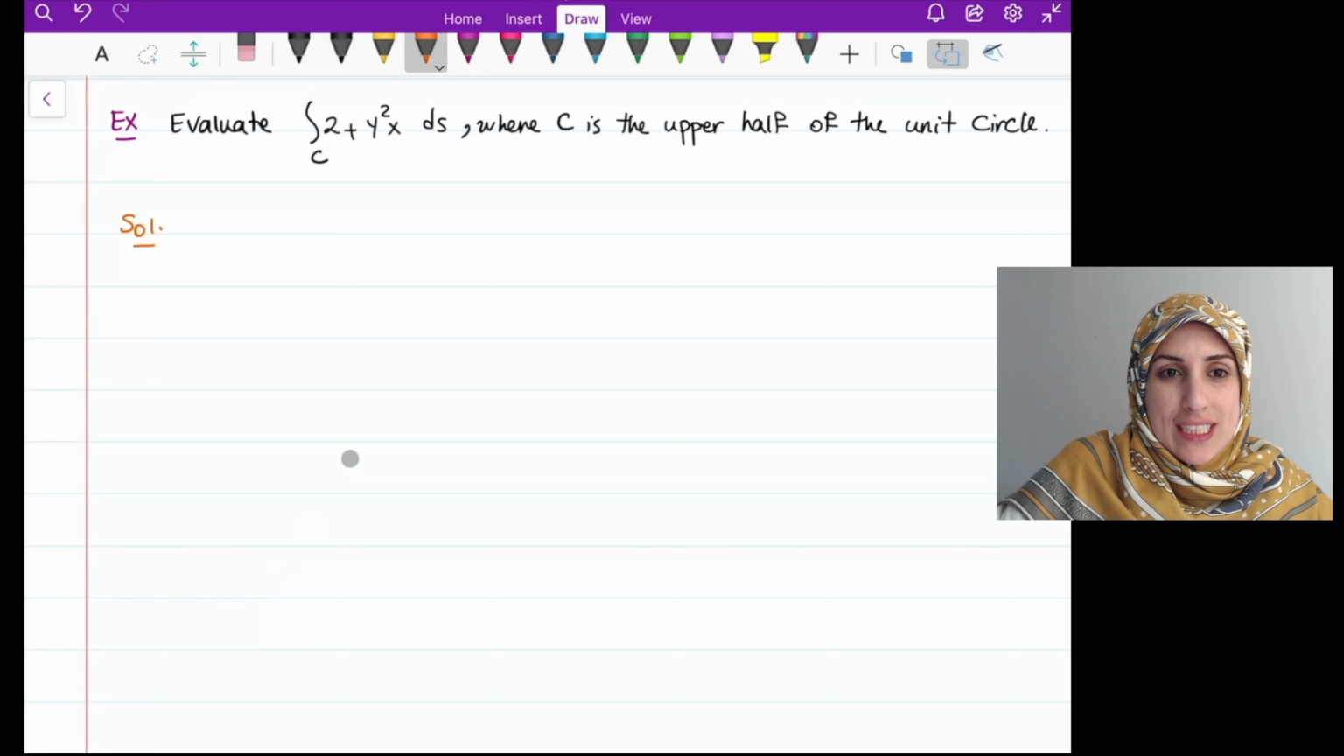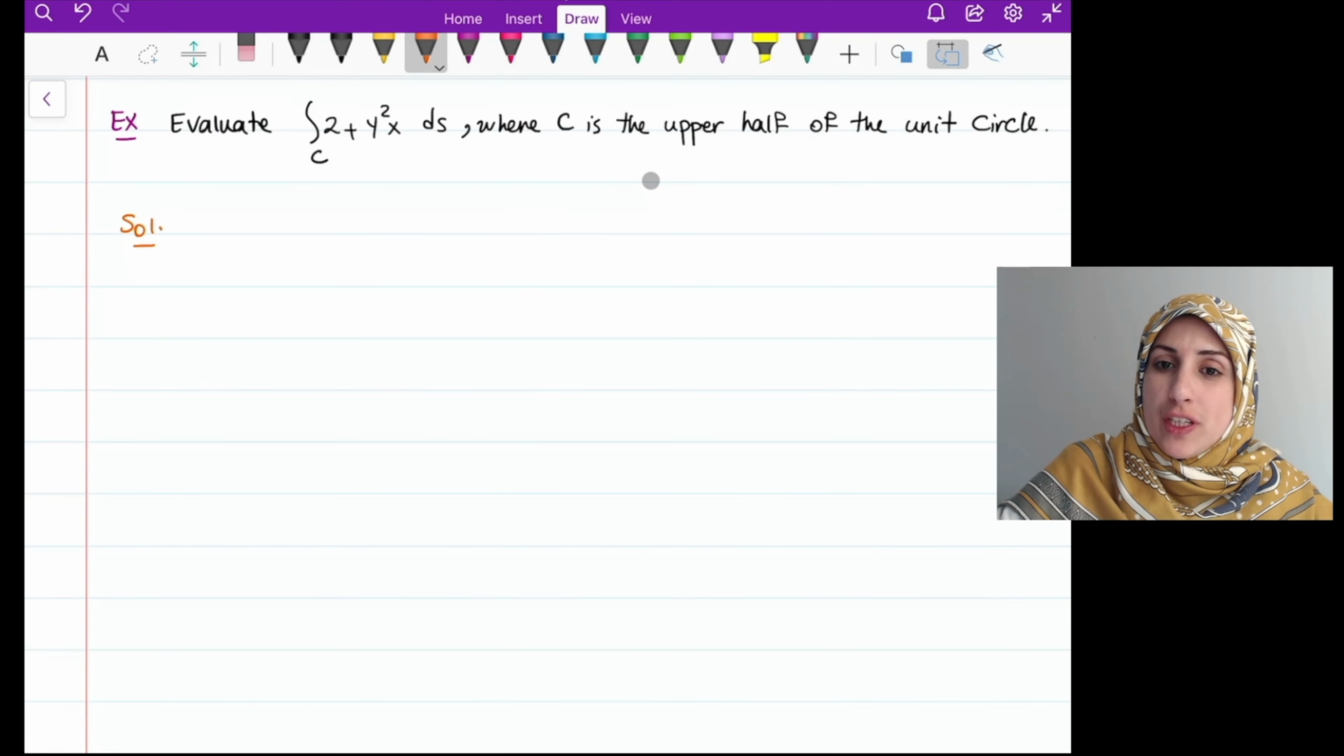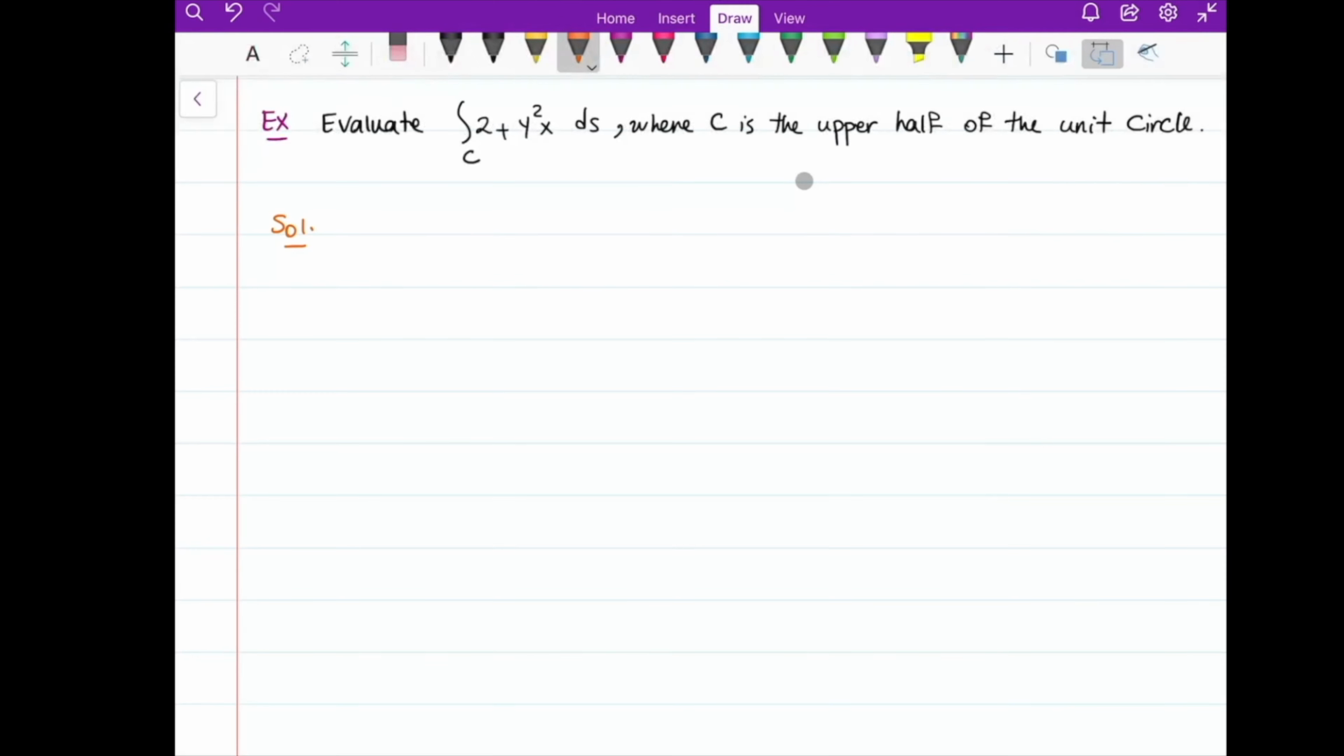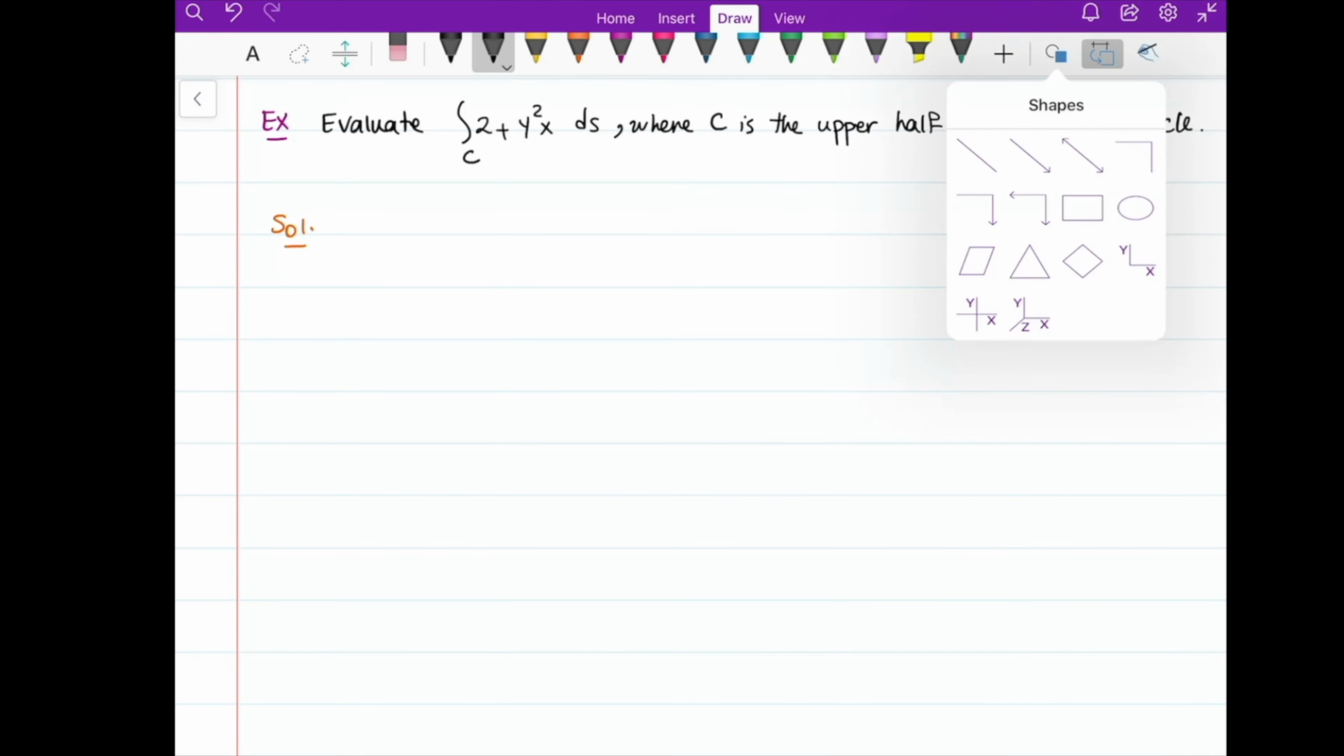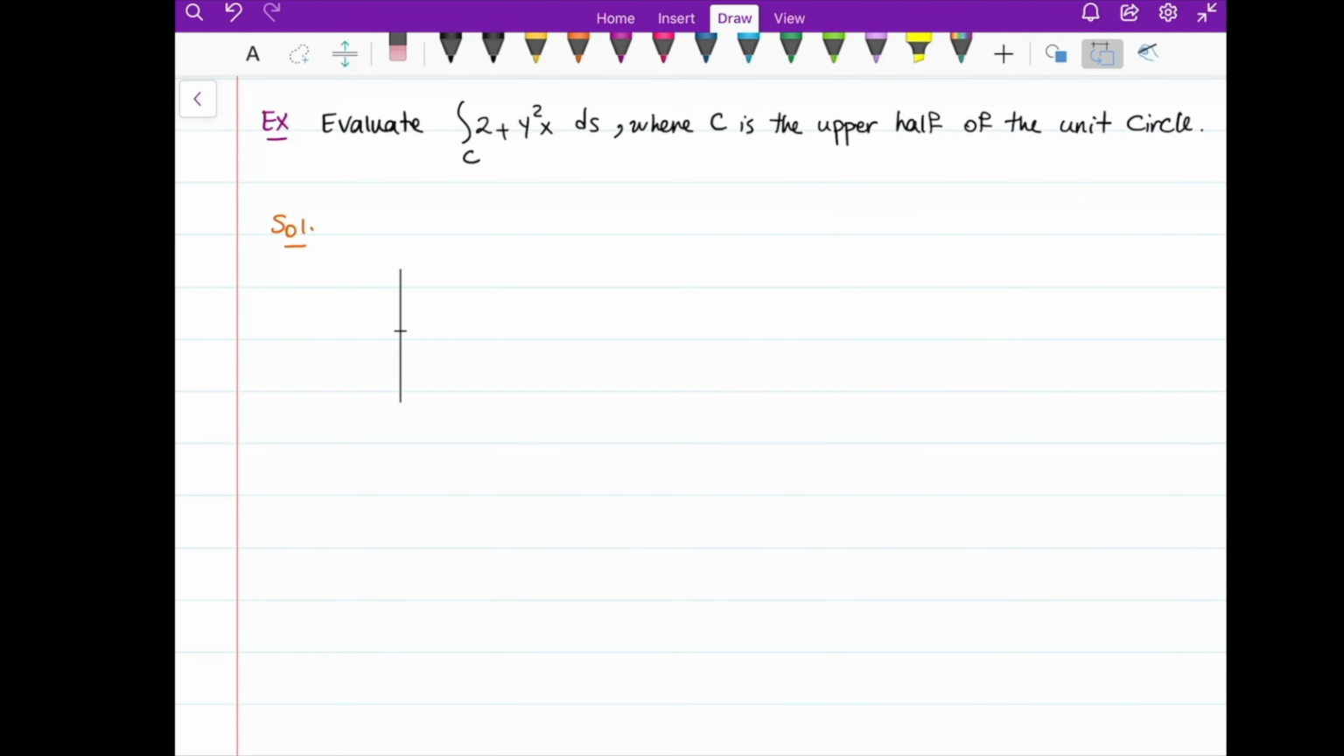The example is this. Evaluate the integral of (2 plus y squared) x ds over the curve C, where C is the upper half of the unit circle. So let me graph the region of my integration, which is the upper half of the unit circle, x-axis, y-axis, and okay, there you go. And the first step for solving the line integral is to parameterize the curve.